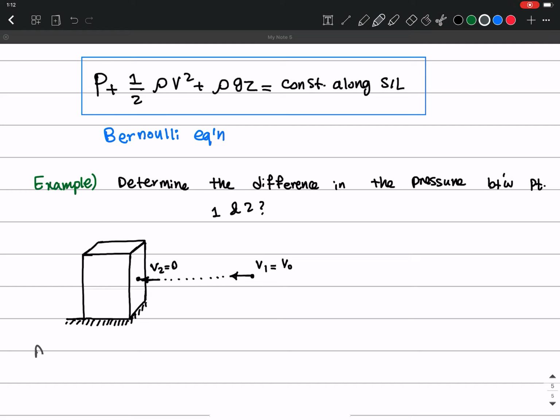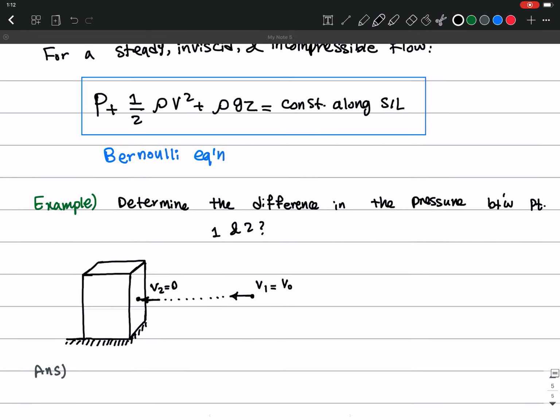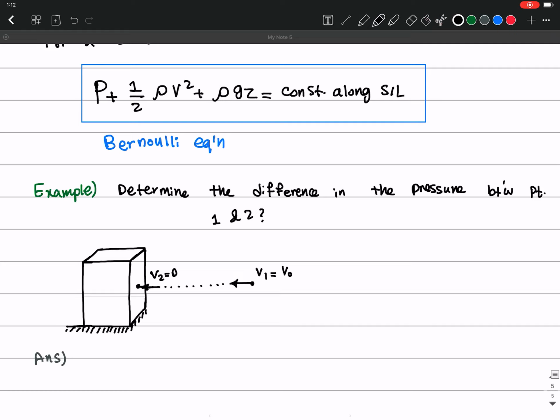So we can use the Bernoulli equation between these 2 points, because we are along a streamline of the flow. This is one streamline of the wind flow. So I can write the Bernoulli equation between these two, and if this flow is steady, it means it's not going to change. It doesn't change. For example, this V1 is not going to increase or decrease. It's going to stay the same.